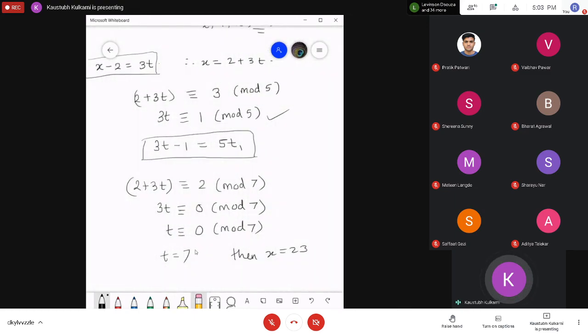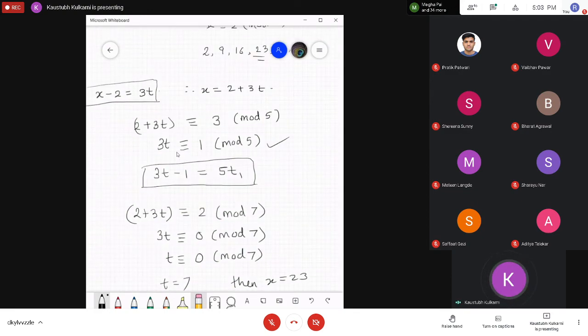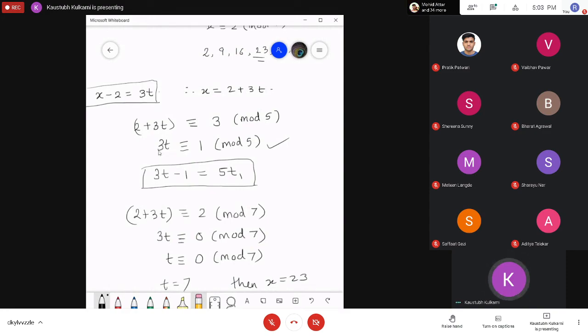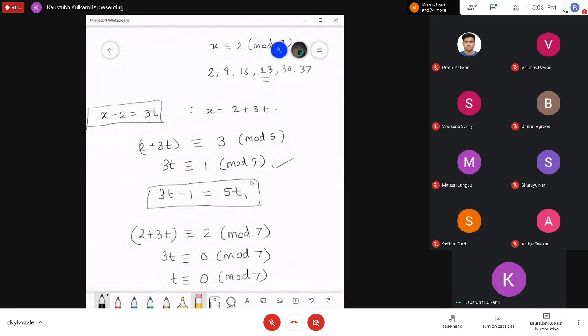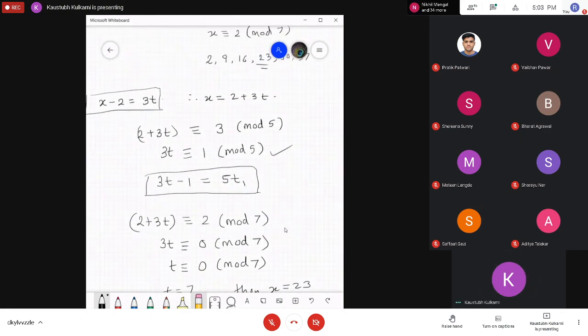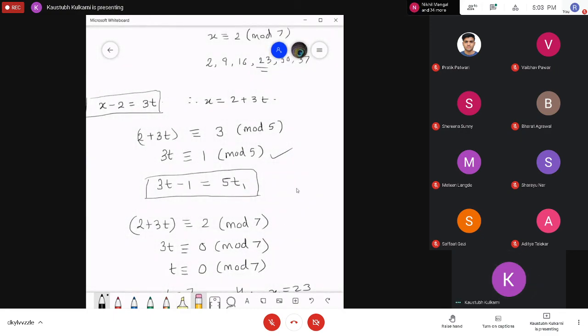If it was any other multiple, like what about 14? 14 mod 7 is also 0, but it does not get satisfied over here because 14 times 3 is 42, mod 5 is 2. So it does not satisfy this equation. So 7 is the answer, basically. So that is another way of solving it. We substitute for the value of t.